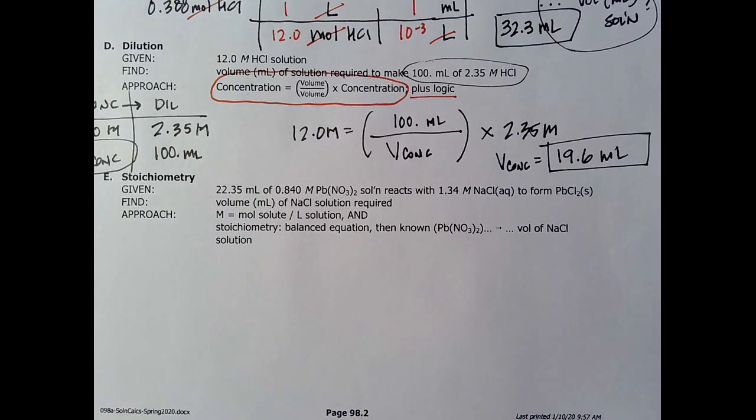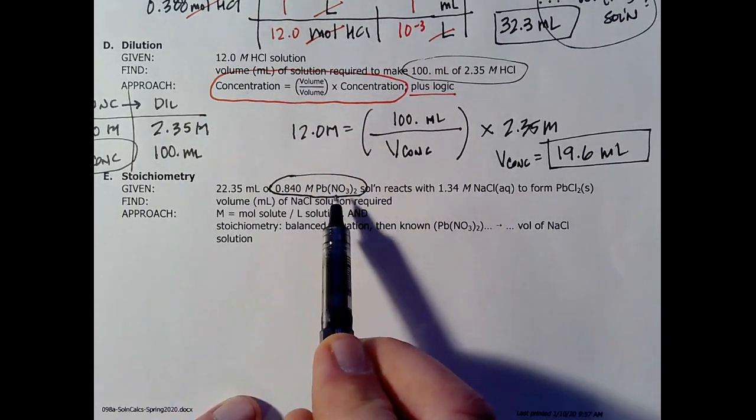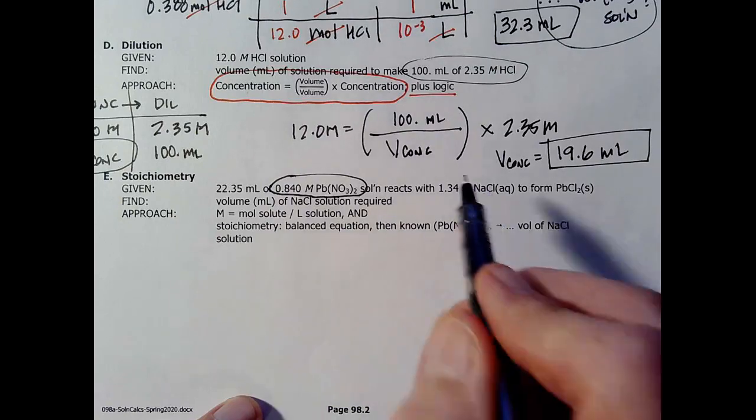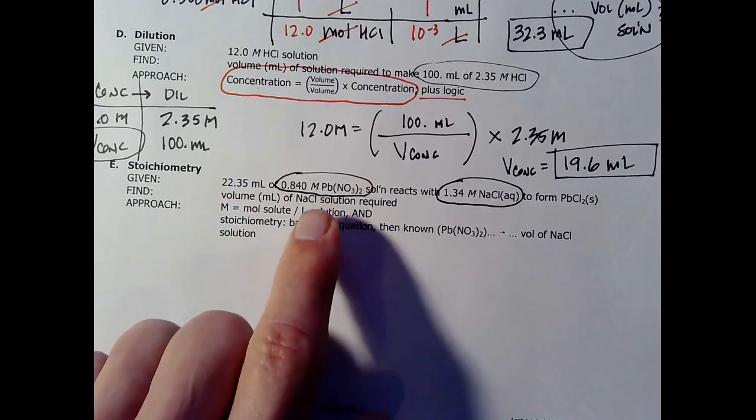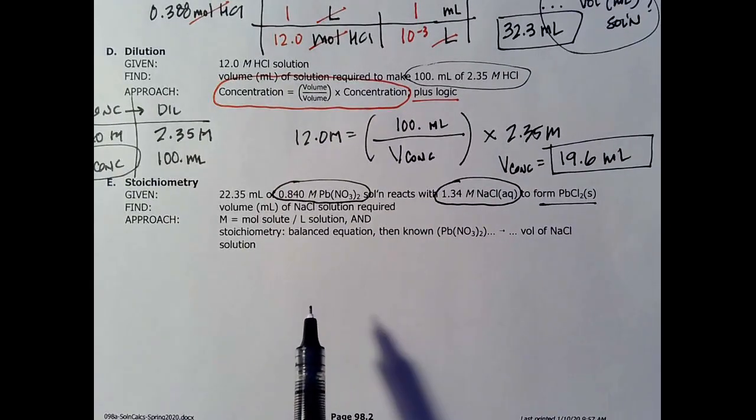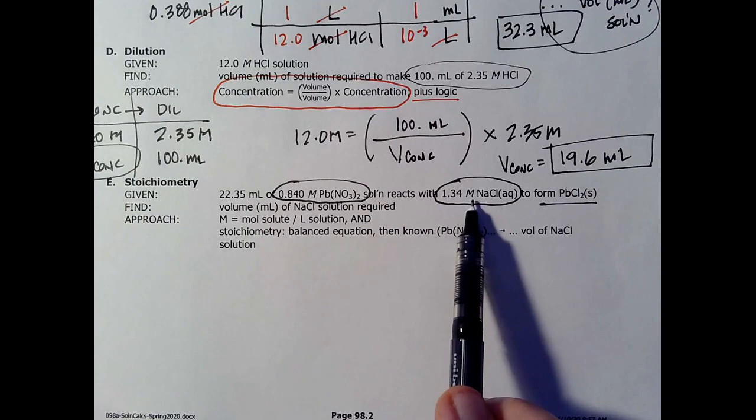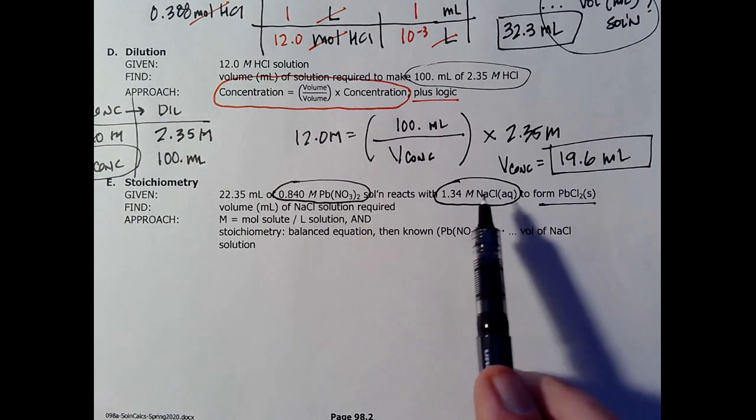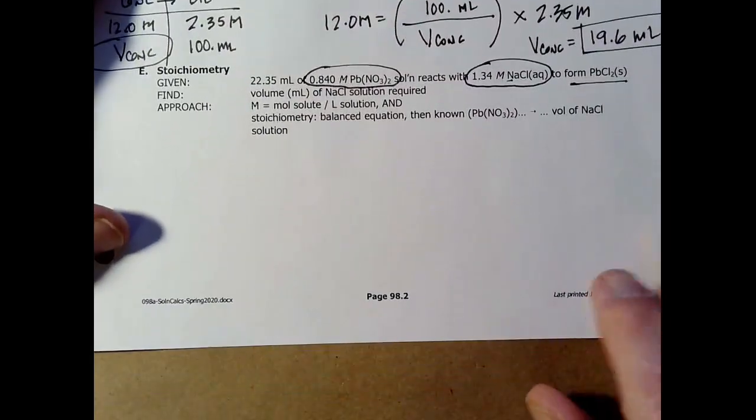And then here's stoichiometry, just like we did back in chapter 6. Only the difference is, before we weighed the stuff to figure out moles, now we're probably going to measure a volume. I've got 0.84 moles of this lead 2 nitrate per liter. And I've got 1.34 moles of sodium chloride per liter of solution. I'm going to react this with this to form that. And I want to know, if I have this volume of that concentration, and I start pouring this stuff in there, how much of this stuff do I have to pour in there to get the moles to work out? Well, first thing you've always got to do for stoichiometry is you've got to have a balanced chemical equation.